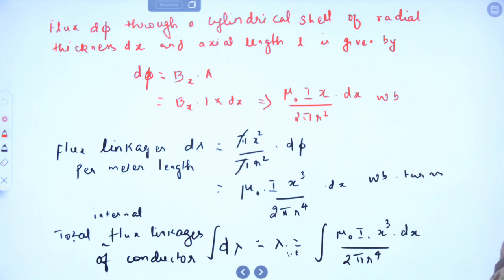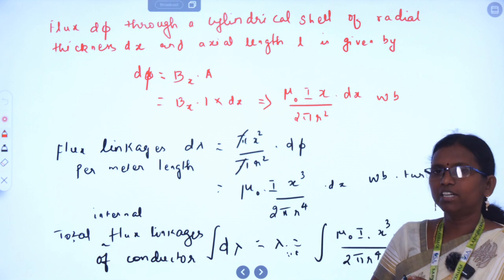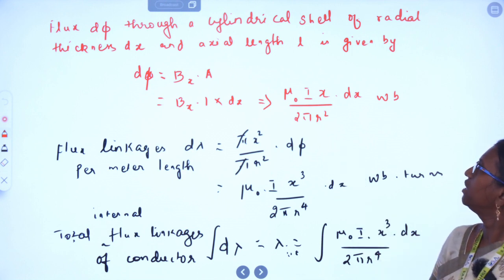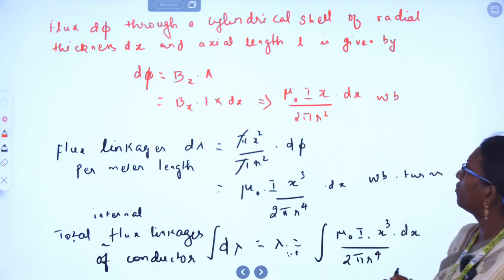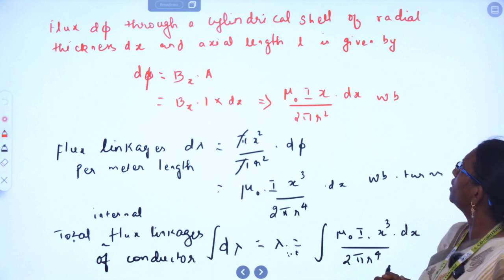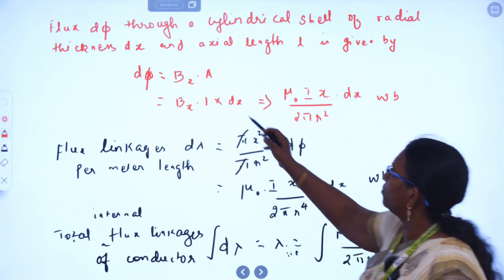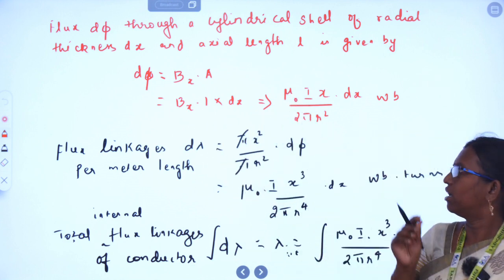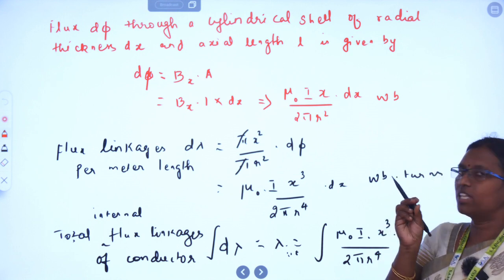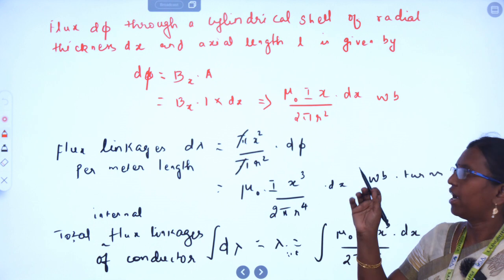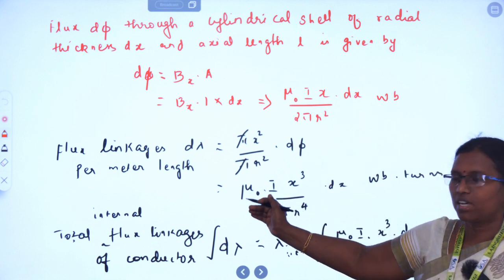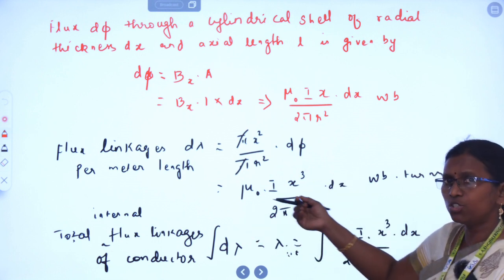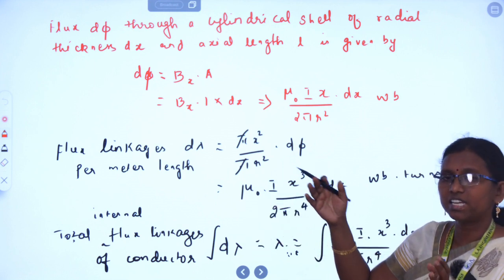So the flux d phi, again we know, after knowing the magnetic flux density, we must know what is the flux. The flux d phi can be obtained for a cylindrical shell of radial thickness dx and axial length L, given by d phi is equal to Bx into A. This d phi is going to give us the flux in the radial thickness. So with the dx thickness we are going to obtain the flux, and once we get that we are going to obtain the flux linkages. After that, integrating the flux linkages is going to give us the total flux linkages inside the conductor.